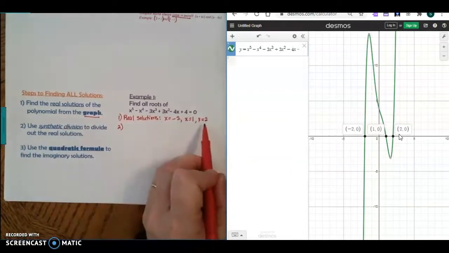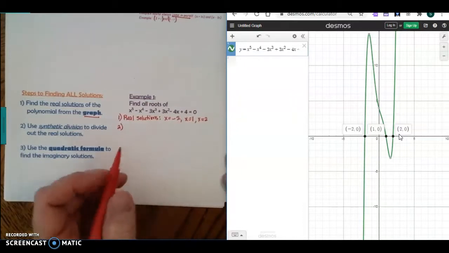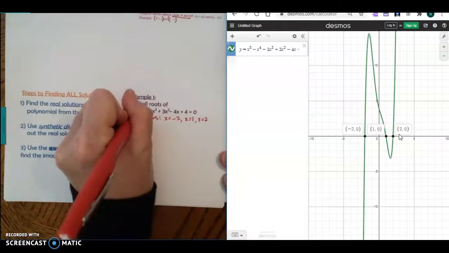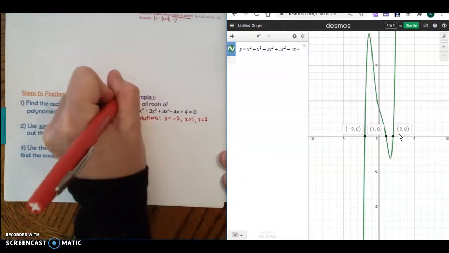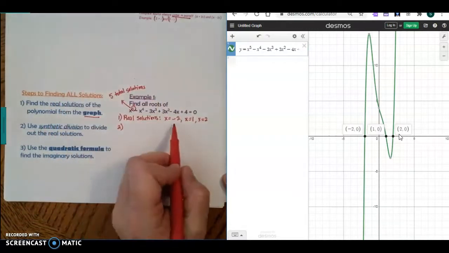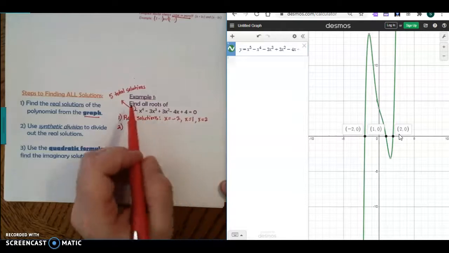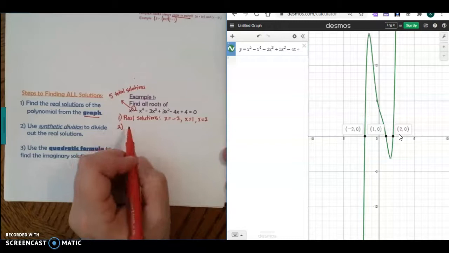Step 2 says then use synthetic division to divide out your real solutions. So because you have 3 real solutions, we're going to do synthetic division 3 different times. Because let's go back, I should have already said this. There's 5 total solutions. Based off of the graph, we can only see 3 of those. There's 3 real, so that tells me there's 2 imaginary roots, okay?